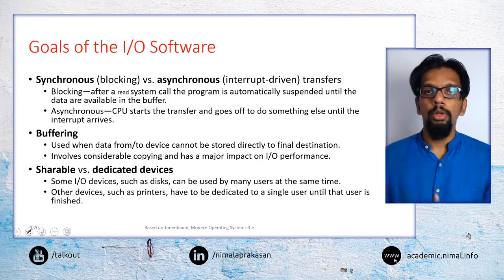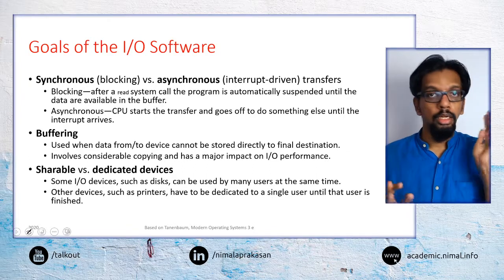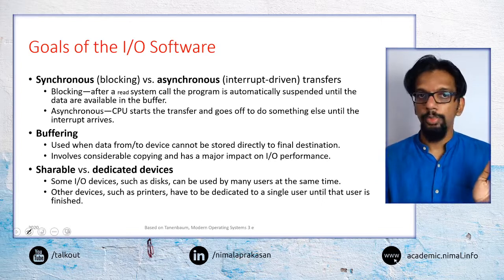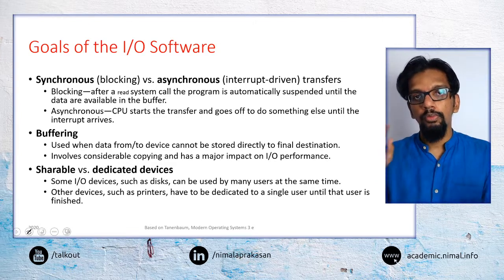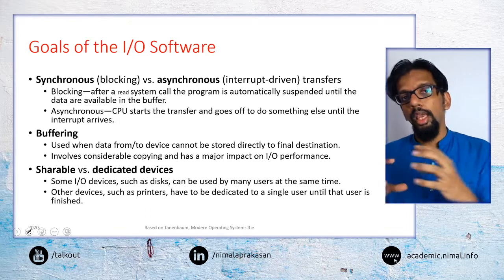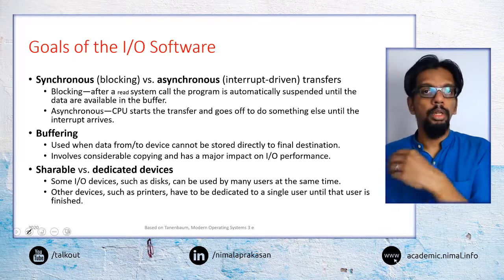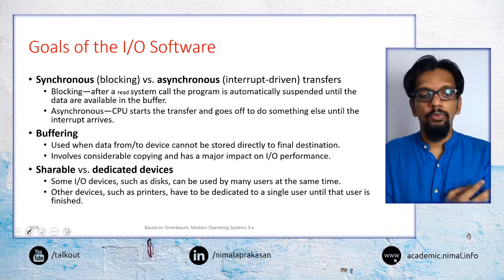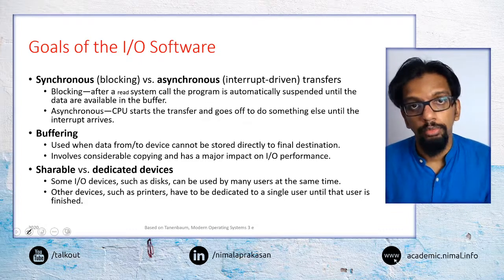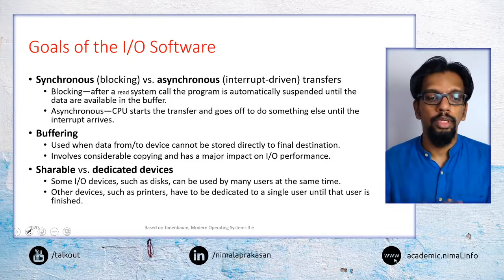Then one of the most important things that we would expect from I/O software would be buffering. Why we would need buffering is that different devices may run at different speeds. When we have devices running at different speeds, we would need some intermediary place that can accept data at a much faster rate, but then only transfer forward at a much lower rate. So we may have to have some buffering capabilities for us to manage or cater to a variety of devices.